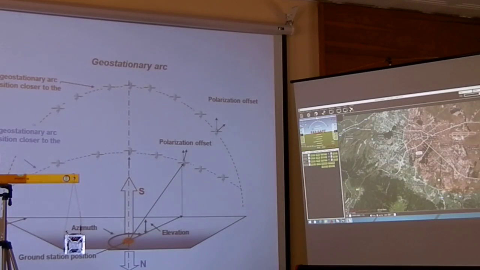If you go north, the arc goes down, and if you go south, the arc goes up, and at the equator, you have the arc in the middle.